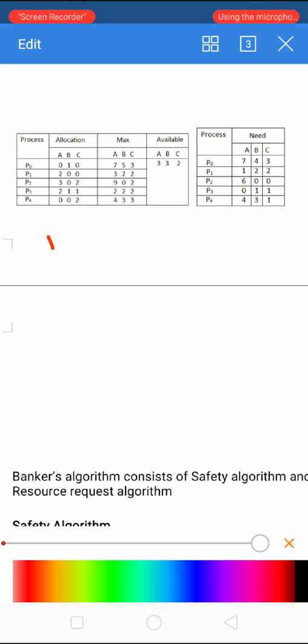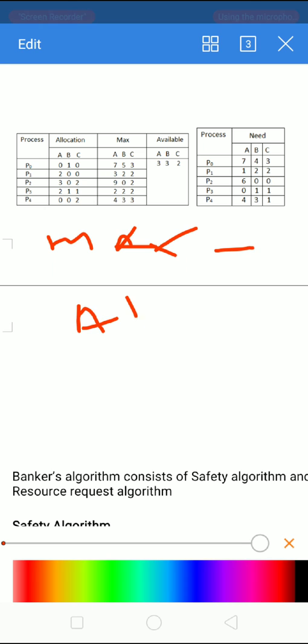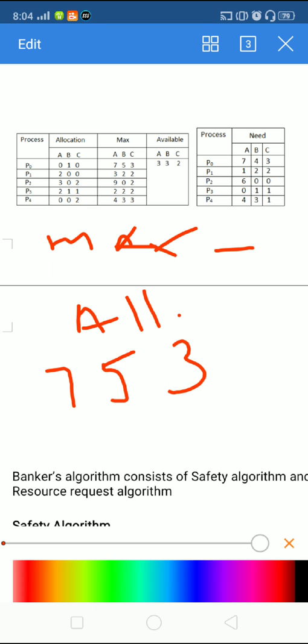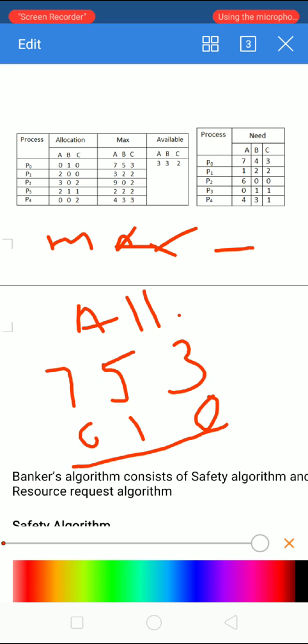So this is max minus allocation. Okay, so the need will be max minus allocation. For example, 7, 5, 3, from that we are going to subtract 0, 1, 0. So what will be the answer? From 7, if we subtract 0, it will be 7. From 5 we subtract 1, it will be 4. From 3 we subtract 0, it will be 3. So that is the need matrix of process P0.